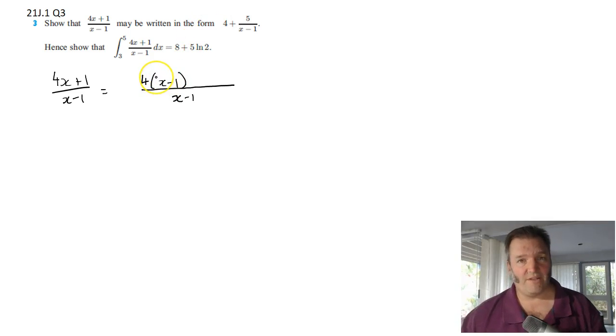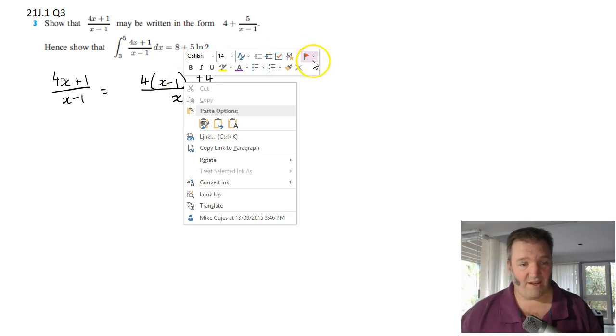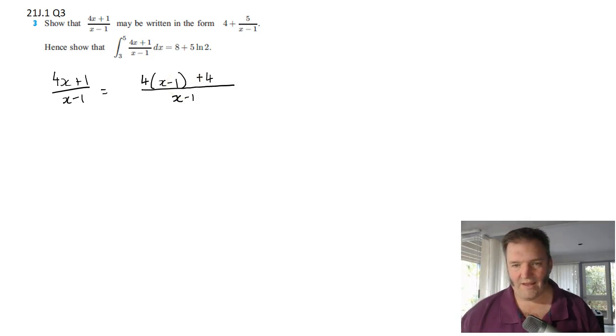It's a bit like when we complete the square, we want to create the perfect square. Here I want to create the factor that's going to cancel. But of course I've cheated, haven't I? Because if I expand that, I've got 4 times x is 4x, but I've also got 4 times negative 1 is negative 4. I've just put a negative 4 into the numerator. I can't do that unless I go ahead and add 4 to make up for subtracting 4. If I add 4, now when I expand it, they'd cancel out. That wouldn't be too bad. And I still need the plus 1, don't I?